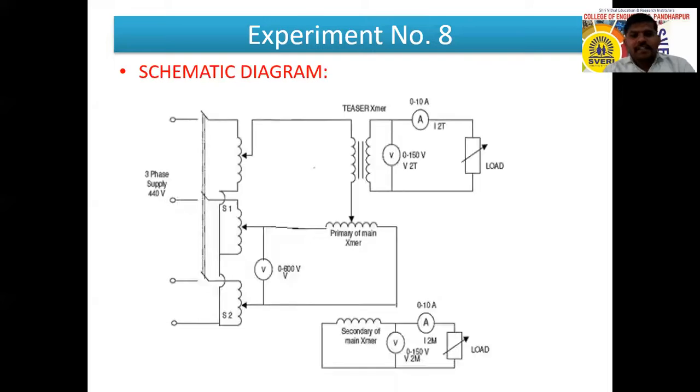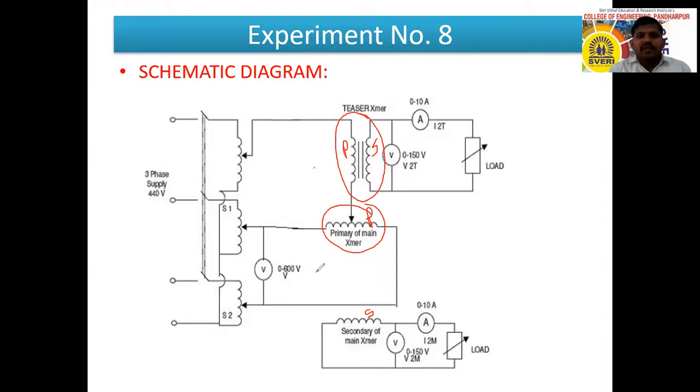Right, see the schematic diagram for how this experiment can be done. This is one transformer, a single phase transformer, called the teaser transformer, and this is the main transformer. This is the primary winding of the first transformer, this is its secondary winding, this is the primary winding of the main transformer, and here is the secondary winding of the main transformer. Now a 3-phase supply is given to these two transformers.